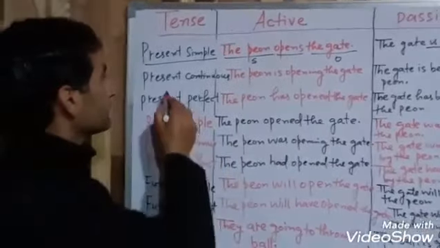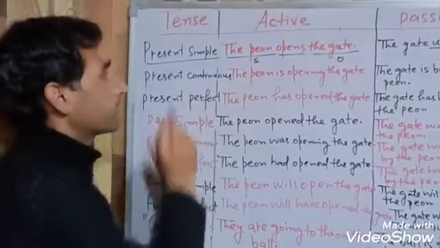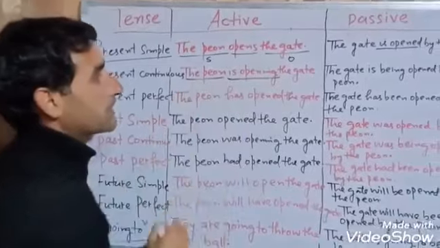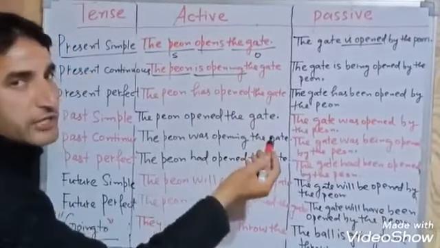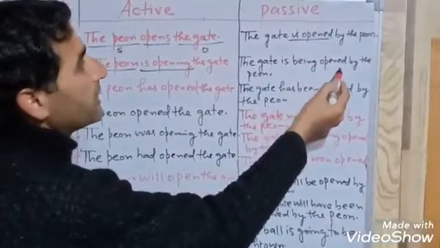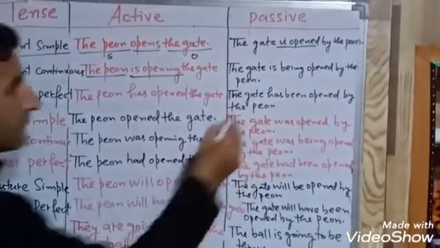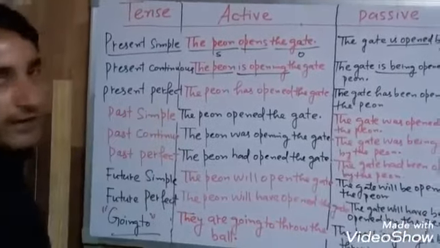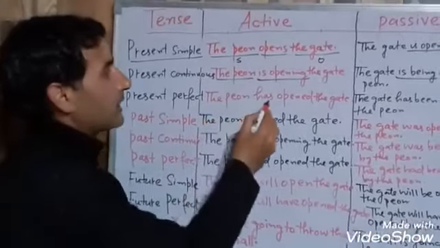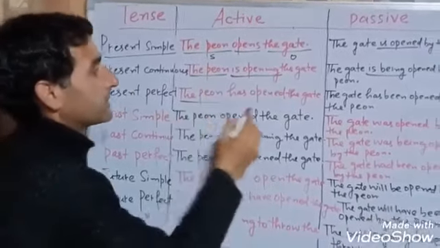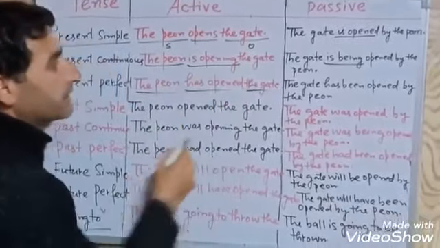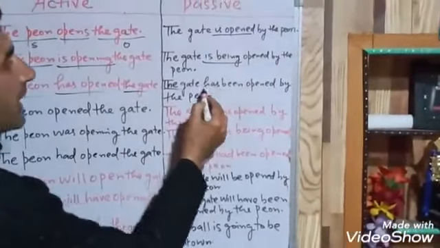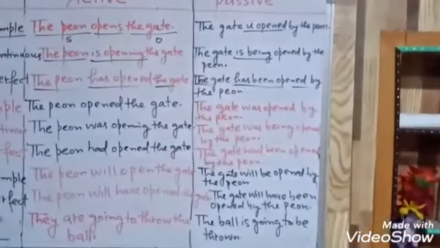Now similarly, if the sentence in active voice is in present continuous, the peon is subject, is opening present continuous, the gate. Now you can change it accordingly. The gate is being opened by the peon. Again, is. If the sentence is in present perfect, for example, the peon has opened the gate. Subject, object, present perfect. How to change such type of sentences from active to passive voice? The gate has been opened by the peon.